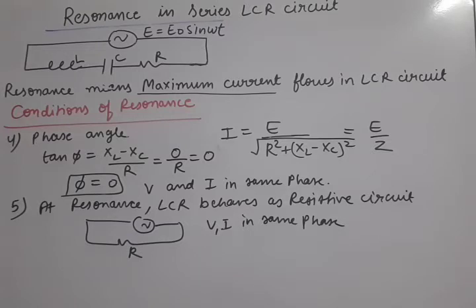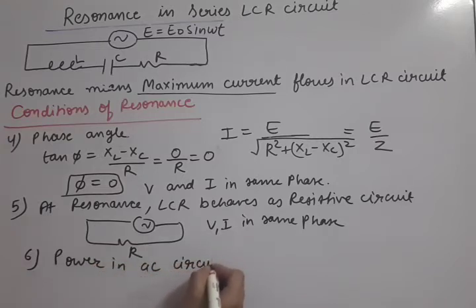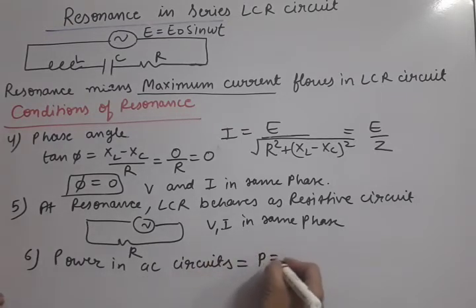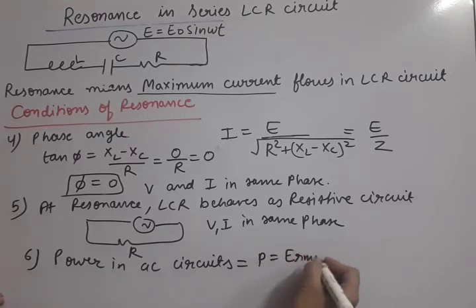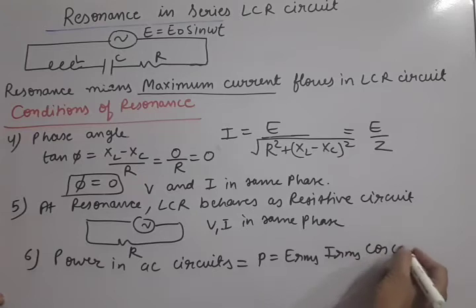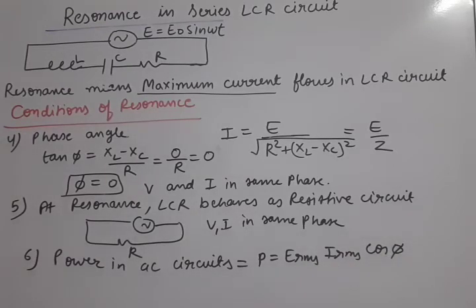Okay, next, point number 6 is about power. Power in AC circuits. Its formula we are going to derive soon. You have to just use it directly for now. The power formula is E RMS into I RMS into cos phi. This is the power formula at any time. The power formula of any AC circuit is this.